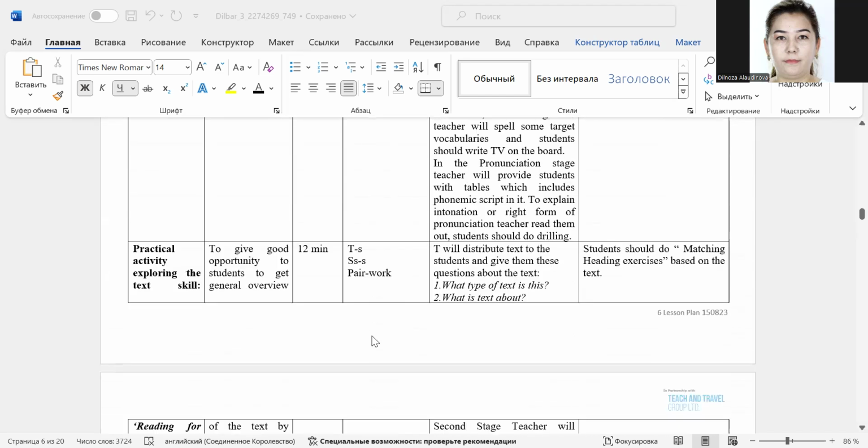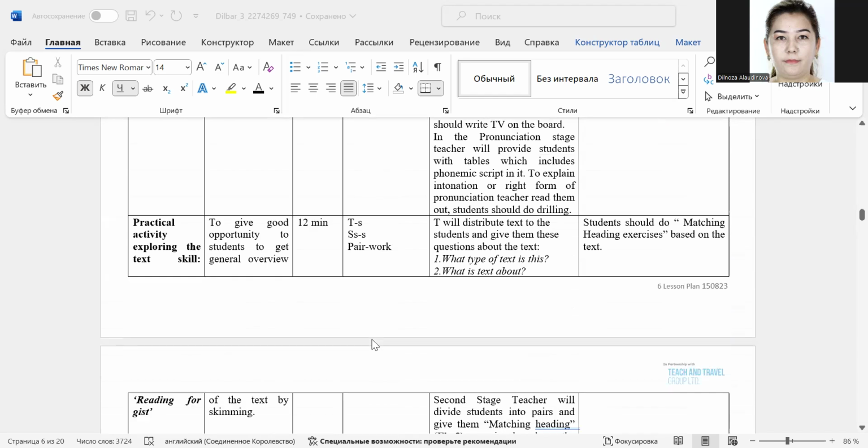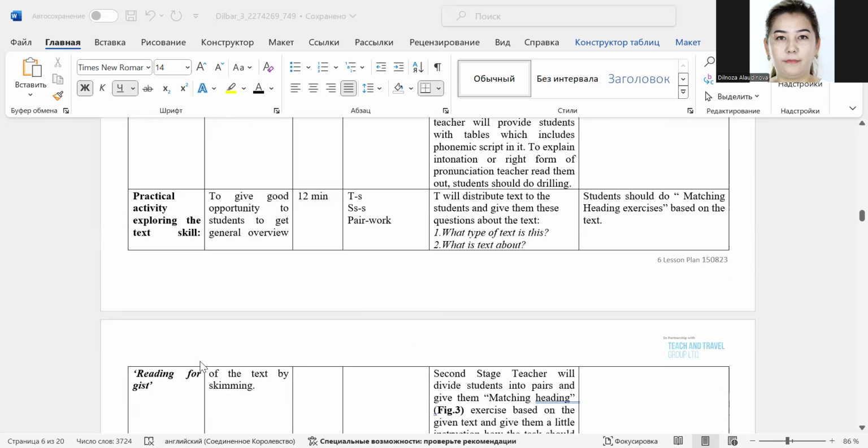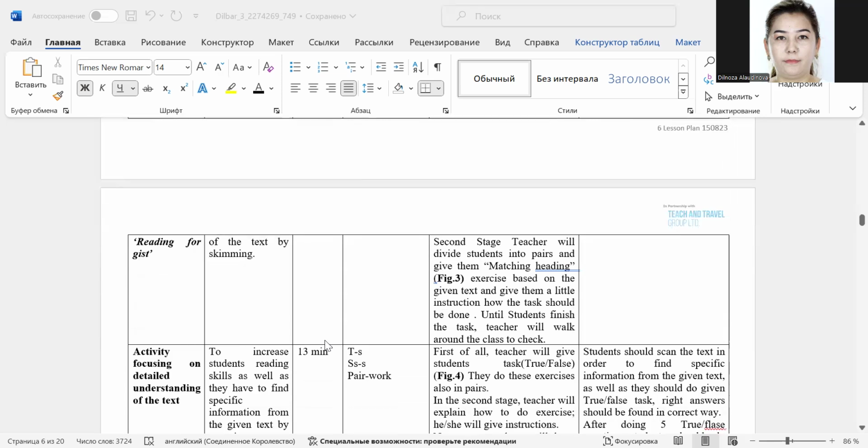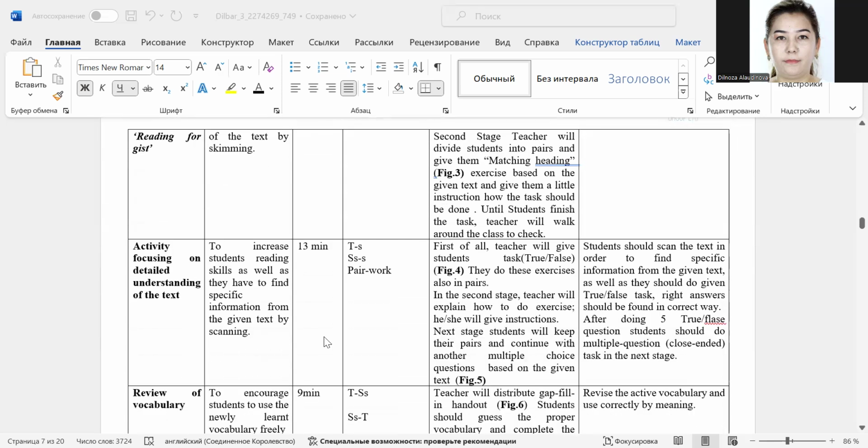Next one is a practical activity exploring the text. This stage's aim is to give students a good opportunity to get a general overview of the text by skimming. In this task, the teacher will distribute the text to the students and give them questions about the text. Next stage is reading for gist. Next stage is an activity focusing on detailed understanding of the text.